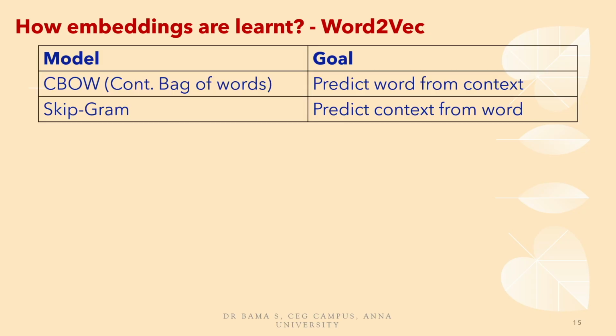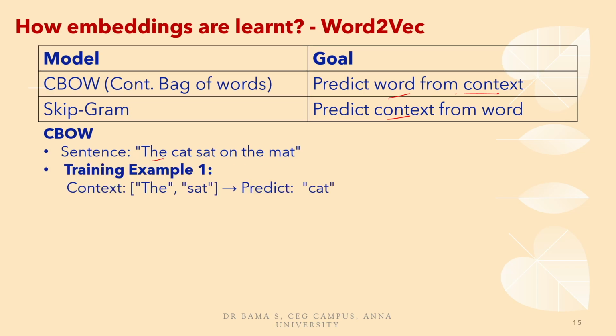Now, how are embeddings learned? According to Word2Vec by Google, there are basically two methods. One is the continuous bag of words, where we will predict the word from the given context. The other type is skip-gram, where we will predict the context from the word. So, we will take the example of continuous bag of words. Consider the sentence, the cat sat on the mat. In the first training example, if we consider the and sat, it will predict cat. Now, how is the prediction happening according to the training example?